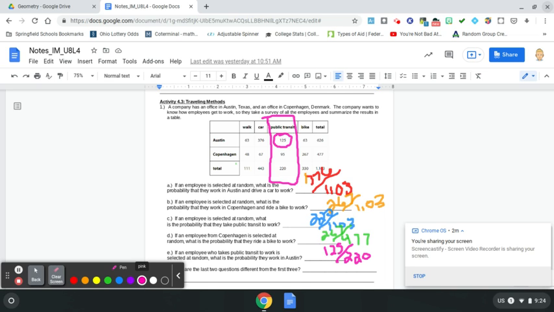Last question, F. How are the last two questions different from the first three? So hopefully you guys have noticed the difference here, but the first three questions were all out of all total employees. And for D and E, they shrank the subset of people that we were looking at. We weren't looking at all employees. We were simply looking at people from Copenhagen in part D and people who take public transit for E. So we just shrank the subset of people we were looking at. Hopefully that helped.